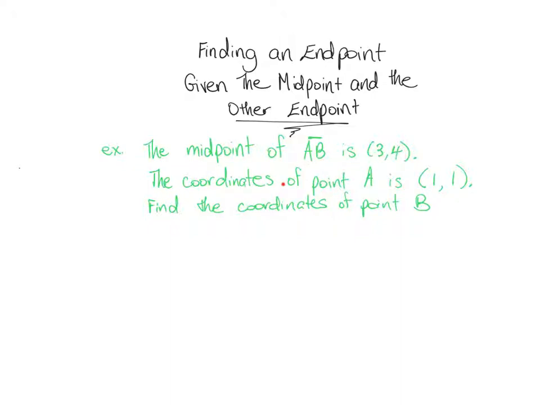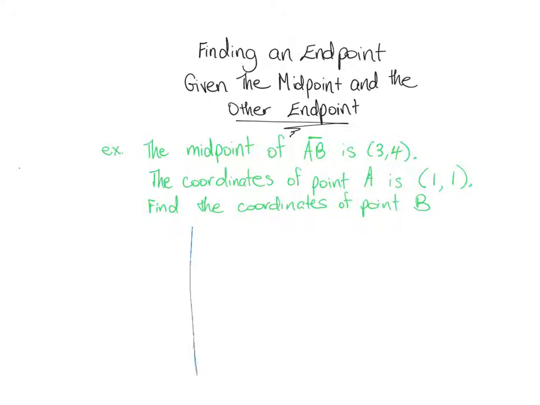The coordinates of the point A, so that's the first endpoint, is (1, 1), and we're being asked to find what are the coordinates of the other point, point B. All right, so it might be helpful to sketch this so we know what's going on here.